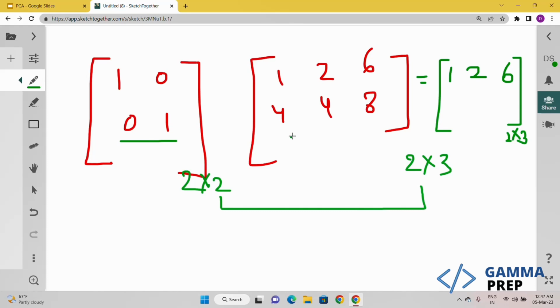Then for the next row, you take the second row of the first matrix and the first column of the second matrix. So 0 into 1 plus 1 into 4, so it becomes 4. Then the second row of the first matrix and the second column of the second matrix. So 0 into 2 plus 1 into 4, so it becomes 4. Then you take the second row and the last column. So 0 into 6 plus 1 into 8, which is 8.